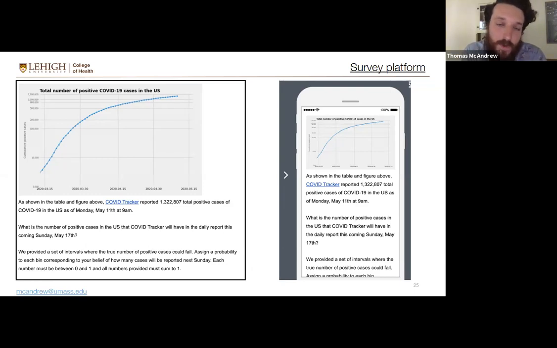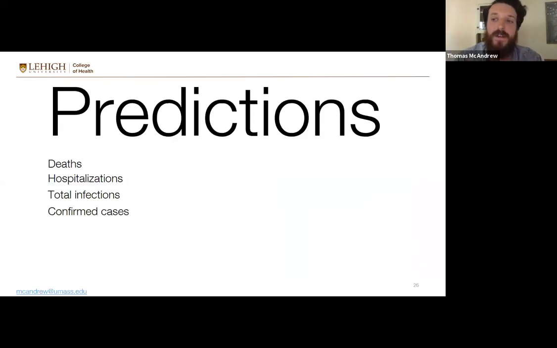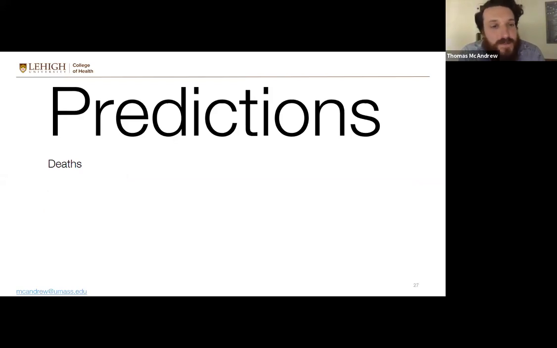The last part of a question is how we want them to answer. In this case, we provided a set of intervals where the true number of positive cases could fall, and we asked experts to assign a probability to each one of these intervals. This is just a quick overview of the anatomy of a question, how we asked experts, who we recruited. Now let's get to the good stuff. Next slide, please. Predictions. So I'm going to showcase 4 different predictions that experts have made over the course of just about 2-3 months now. Next slide. First one's deaths.